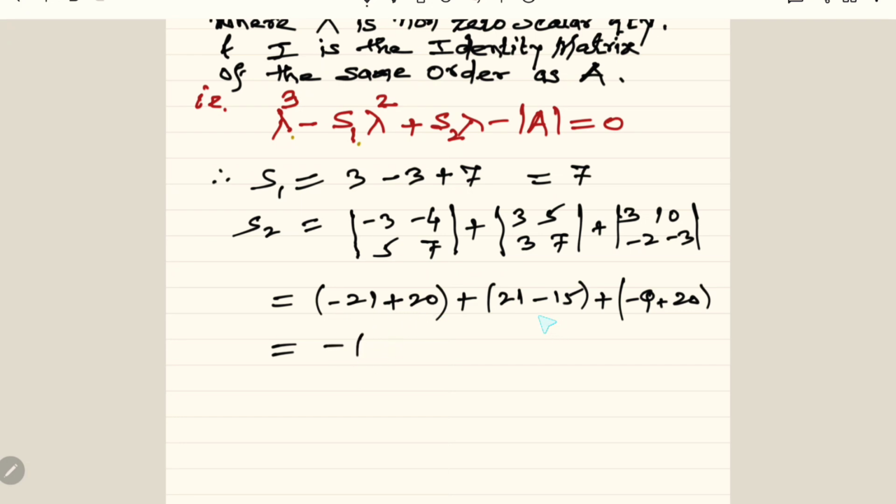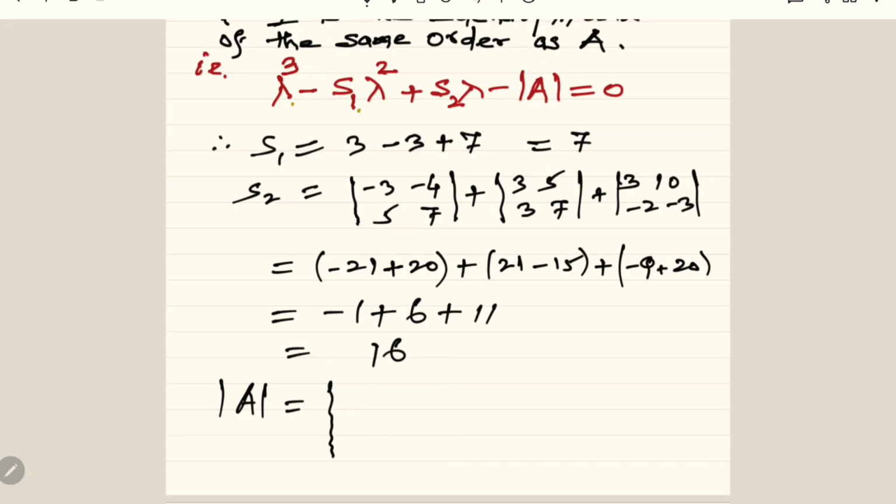Therefore, simplifying the terms, we get 20 minus 21 as -1, 21 minus 15 we get 6, and 20 minus 9 we get 11. Therefore, 11 plus 6 we get 17, minus 1, the value is 16. The value of S2 is 16. Now we find the determinant of A.